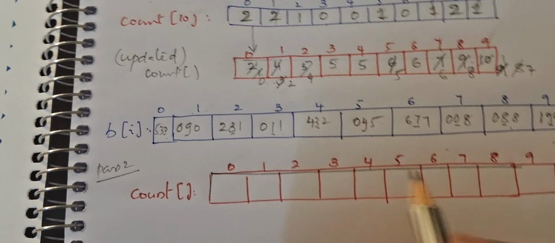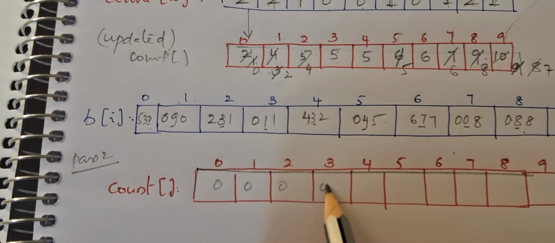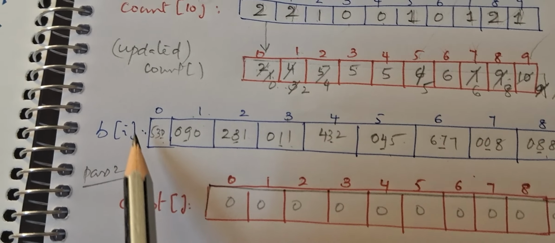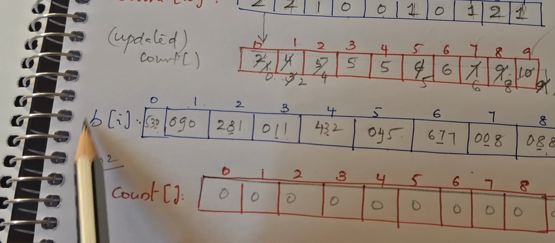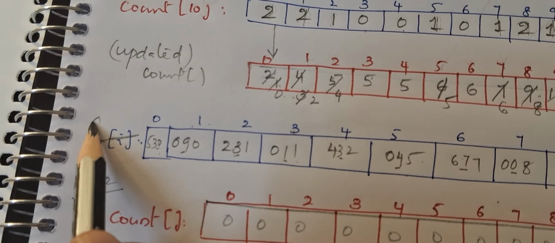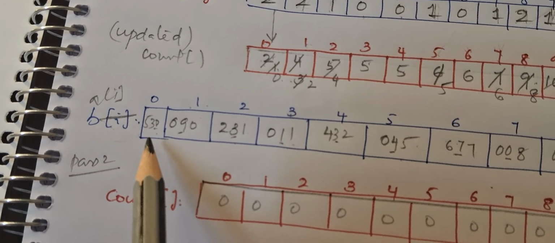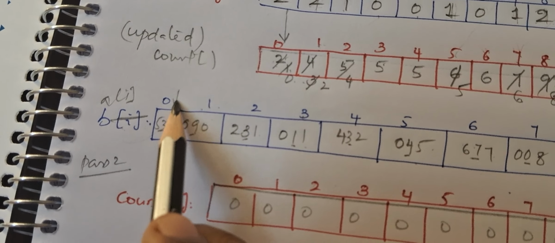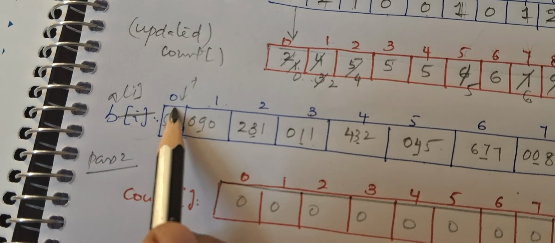So how are we updating the count array? Initially we are putting 0. Then traversing the array. We need to copy the elements of array B into A, so this becomes A of I. First we are taking the first element, that is index 0.